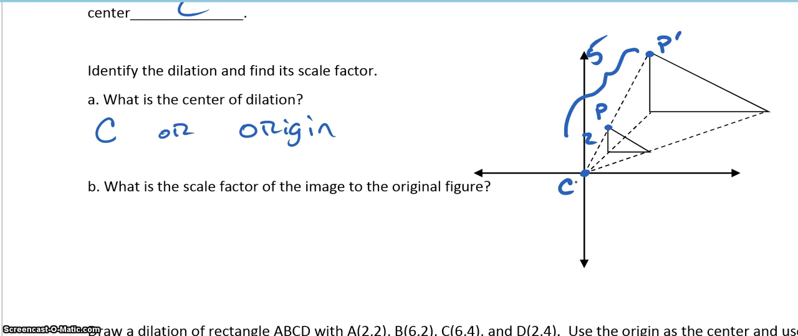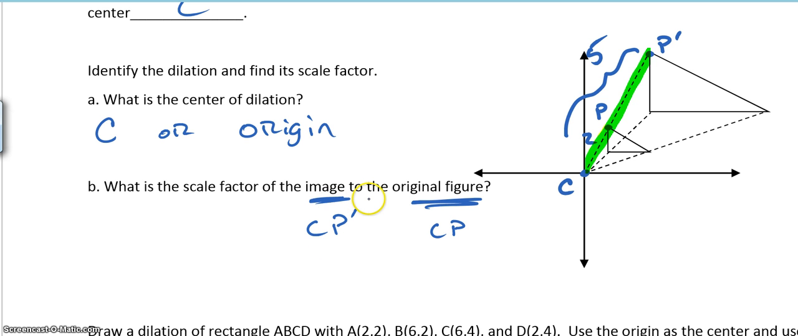Now, to talk about scale factor, it's typically with ratios, and what is the scale factor of the image to the original figure? Now this is very, very important. The image to the original figure. You have to stay in that order. Alright, well, let's decide which one's the image and which one's the original figure. Typically, prime is going to be the image. Okay, and the original figure is going to be the regular points. Alright, so our original figure is CP, and our image is CP prime. Alright, you see that? So you name it from the center all the way to the point. So our original is the center to here, and then our image is the center all the way to the end. Alright, so the scale factor has to go in that order.